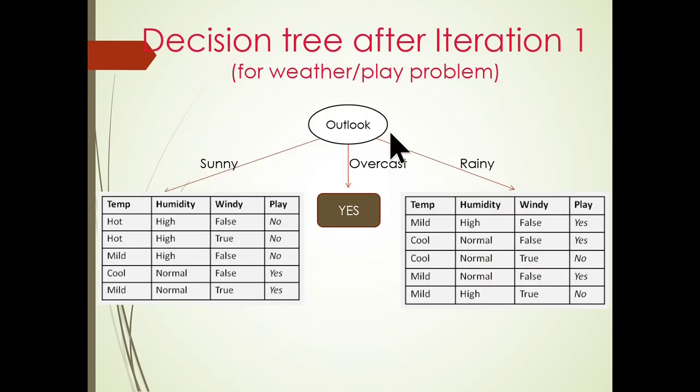This is the first iteration of the decision tree. We have taken Outlook as the root node, and if Outlook is Overcast, then play is going to happen that day. And we have 2 more branches for Outlook, sunny and rainy. Again for sunny and rainy we write the table. So this is the decision tree obtained after iteration 1.